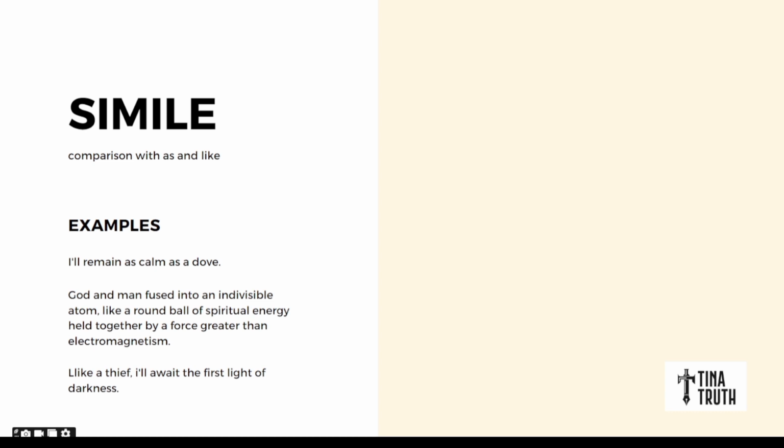So for now, like a thief, I'll await the first light of darkness. Now, can you see that I put my like in the beginning of the sentence? Did you notice? Good. This is another beautiful way to use your simile. Start with it. Do you know you can start an entire piece with like? Imagine I started a piece and I'm like a thief, I will await the first light of darkness, when all the sun has gone to hiding and the moon now shines in its brightest form.